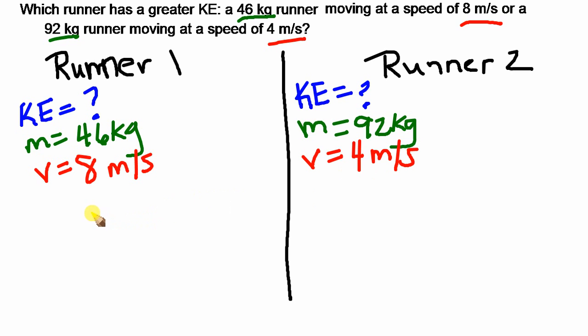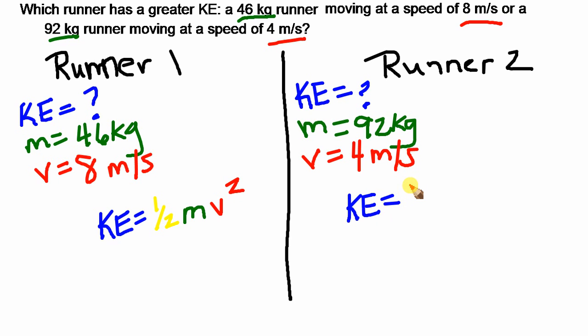Time to write out my equation. KE equals 1/2 mv squared, and it's the same equation for both sides. KE equals 1/2 mv squared. And if you wanted to focus on just one problem and then the other, that's totally fine. Or if you want to do it simultaneously like I'm doing, that works too. You just need to solve this problem twice.